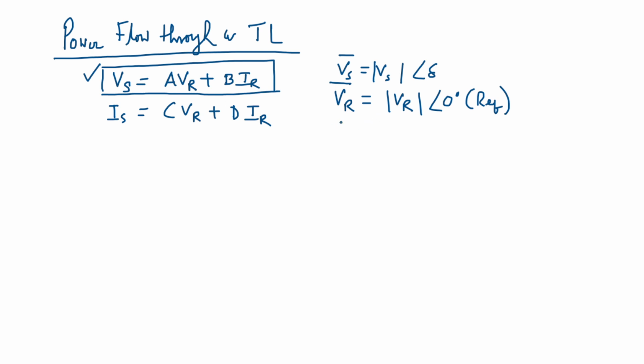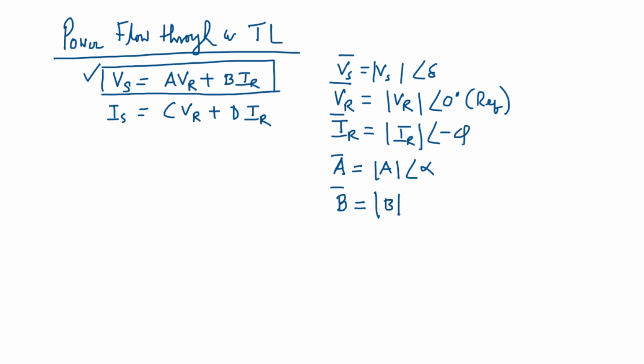Next we have IR. The IR phasor can be written as IR magnitude at an angle of minus phi, phi being the power factor angle. A is a constant, its magnitude is A and angle is alpha. It's closely 0, however it varies, sometimes 1 to 2 degrees. For B, its magnitude is B, and the angle is beta. For all practical considerations, beta lies between 75 to 85 degrees. So these are all our assumptions.